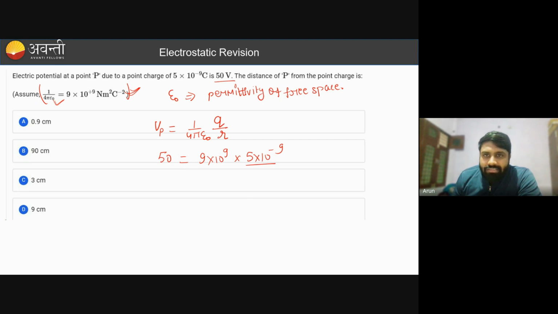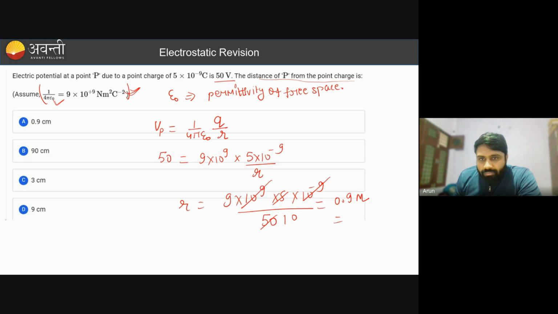R is the distance, and that has been asked, the distance of the point from the point charge. So R is nothing but 9 into 10 raised to the power 9, 5 into 10 raised to the power minus 9 divided by 50. Now this will cancel out, this will be 10, so it is 0.9 meter. Because the options are given in centimeter, some of you in a hurry will tick this and get the wrong answer. So use your patience in the beginning of the question and at the end of the question. So 0.9 multiplied by 100, because 1 meter has 100 centimeter, so it is 90 centimeter.